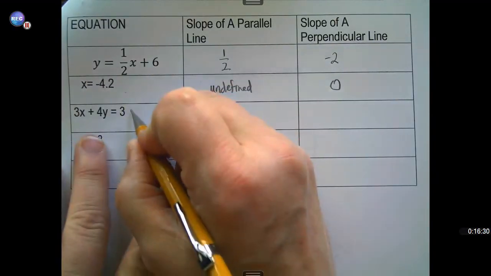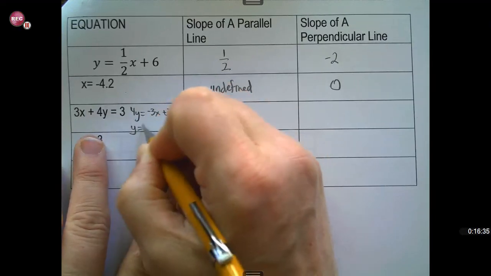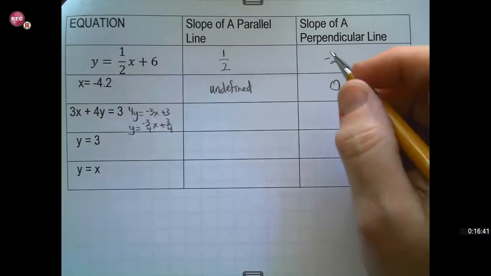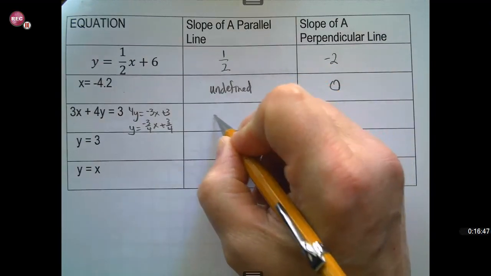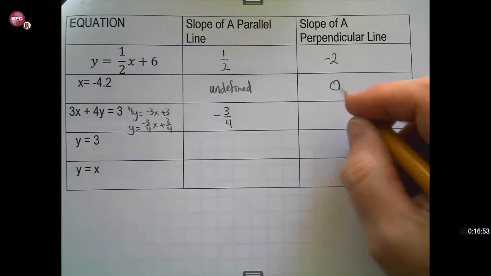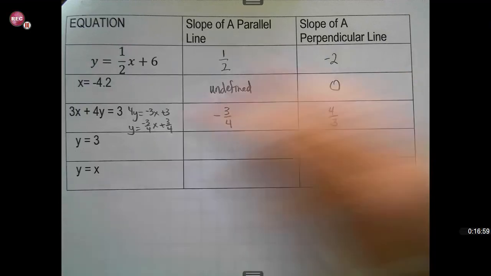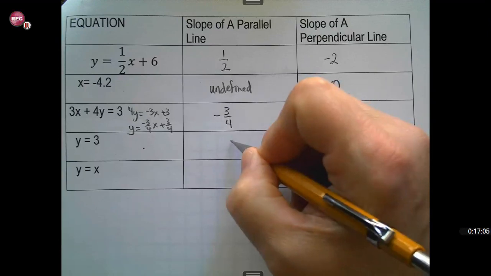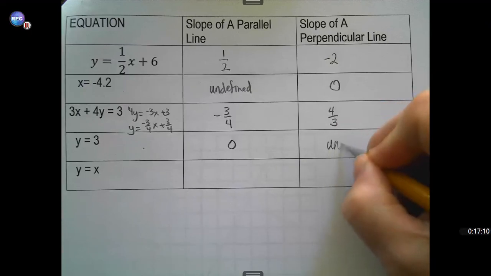Here I need to move that 3x to the other side, and then divide by 4. So the slope of this line is -3/4. So the slope of the line parallel to it is -3/4. And then the slope of the line perpendicular to it is the opposite reciprocal, which would be 4/3. Y equals 3 is a horizontal line. Its slope is 0. Therefore, the slope of the line parallel to it is 0. And the slope of the line perpendicular to it is undefined.